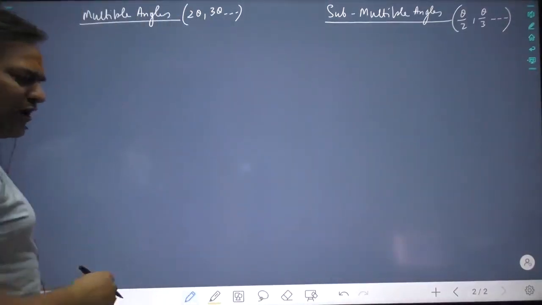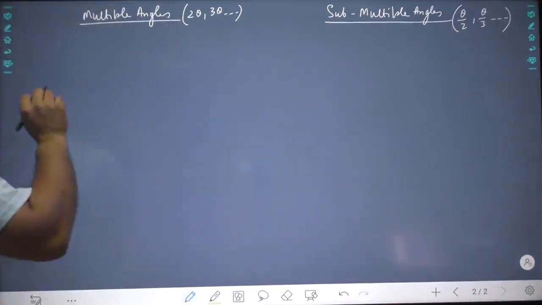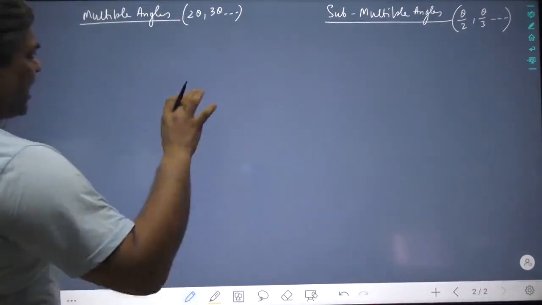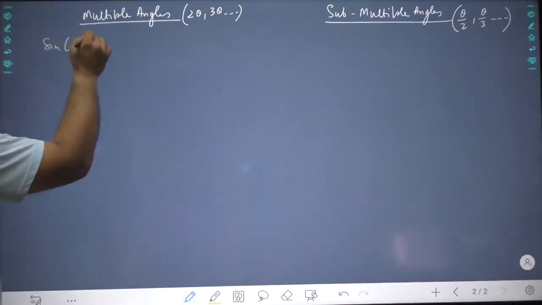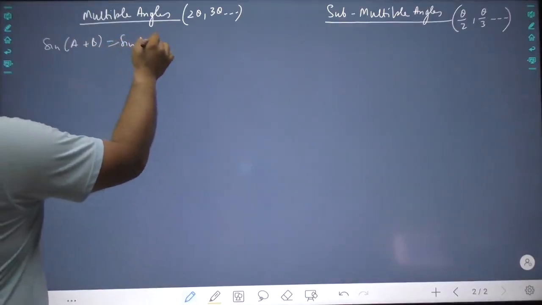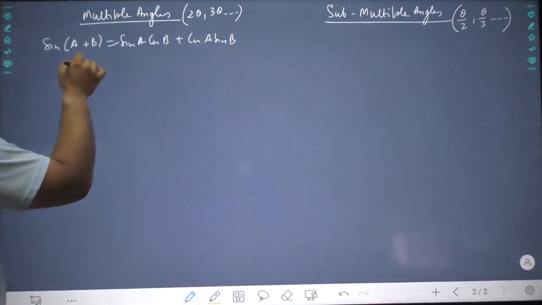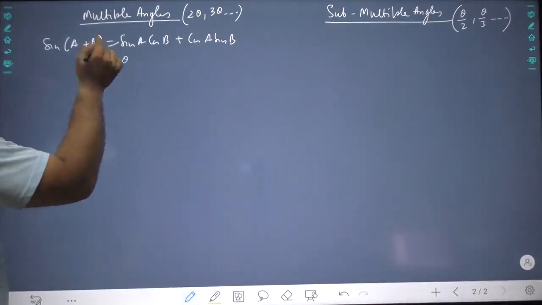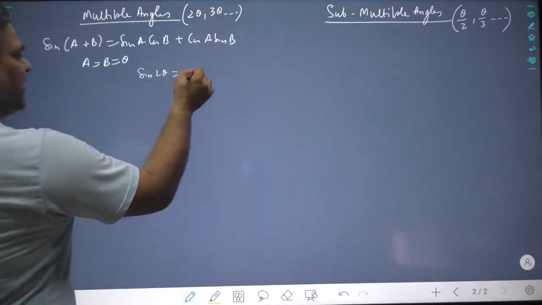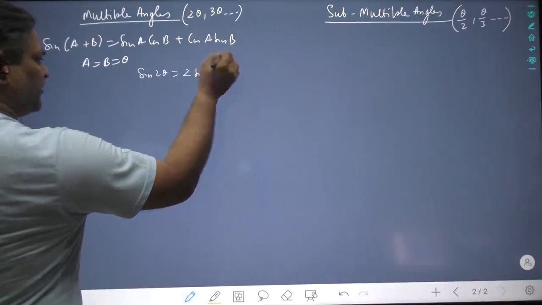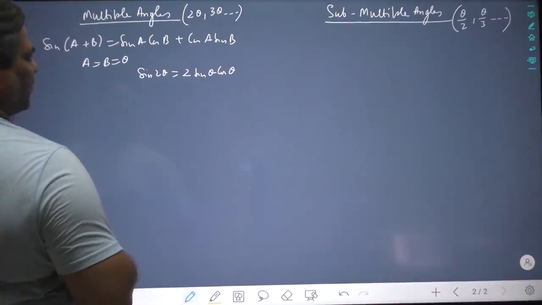Now the formulae of multiple angle and sub-multiple angles are very easy. See, firstly I will give you a glimpse of how we get them. We already know sine of A plus B is nothing but sine A cos B plus cos A sine B. If you put A equal to B equal to theta, you will have the formula that sine 2 theta is 2 sine theta cos theta. Very important formula. Sine 2 theta is 2 sine theta cos theta.